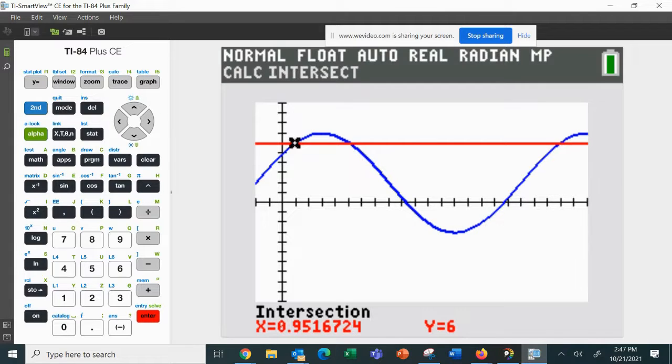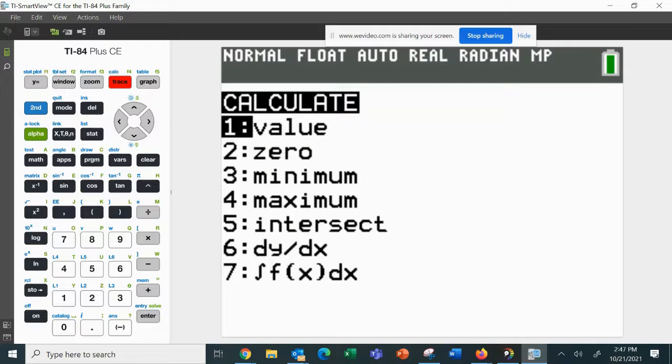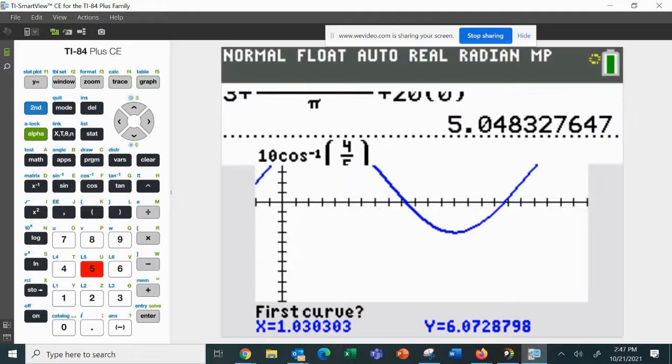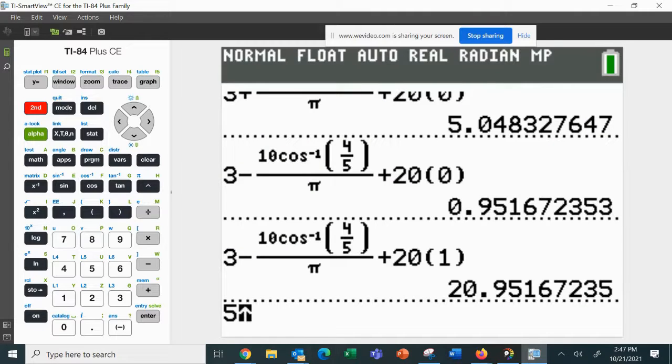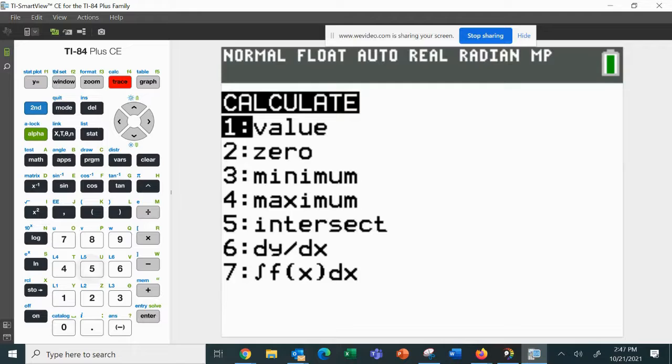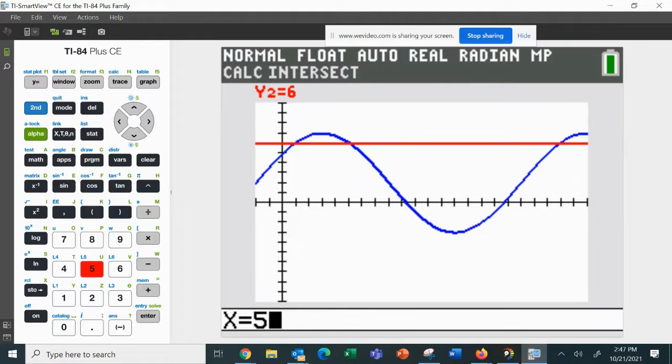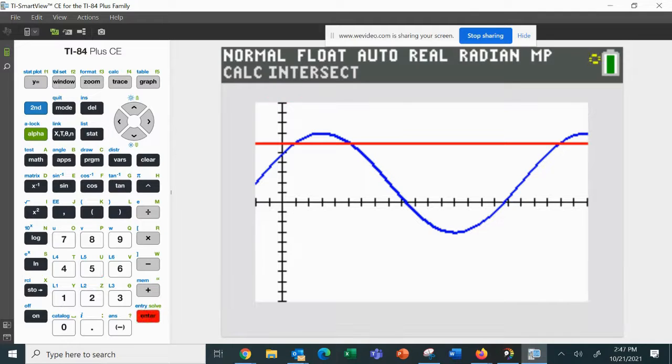Okay, so I'm going to do it again. Second trace, intersect. I forgot to hit enter, enter. Enter, enter. Now this time I want to type in my second one, and it's somewhere around 5, so I'll type in 5. The reason I'm typing 5 in and not just hitting enter is that there are 3 intersections the calculator could see, and you need to tell it which one you want. That's what the guess is for. And we got 5.0483, which is what we had.